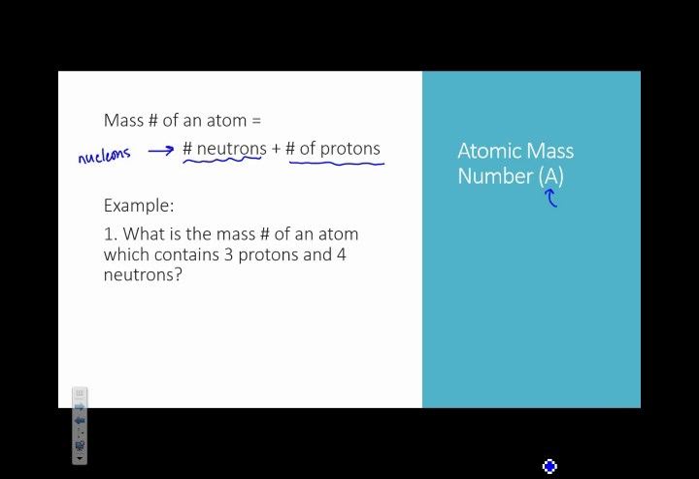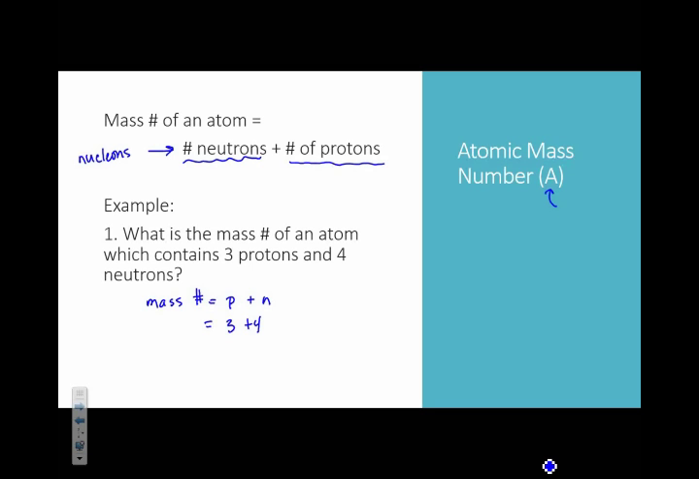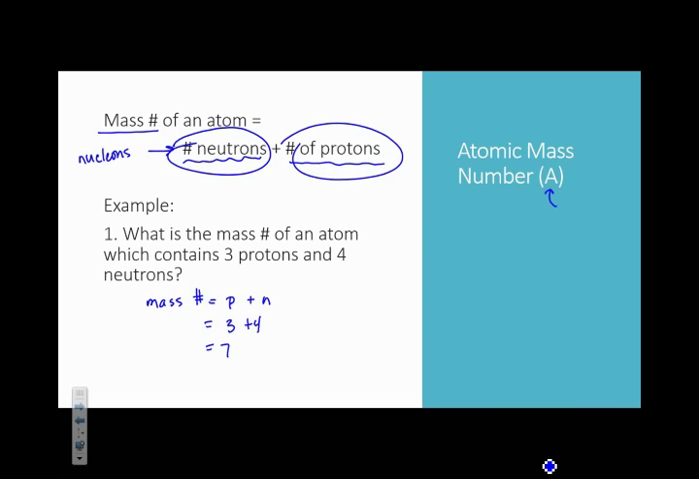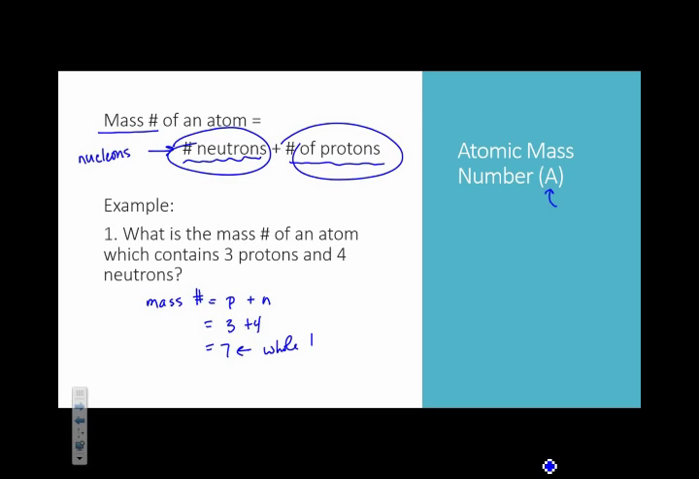Let's take a look at an example down here. What is the mass number of an atom which contains 3 protons and 4 neutrons? Well, mass number will equal my protons plus my neutrons, so this will be 3 plus 4, so the mass number equals 7. Because the mass number of an atom comes from the fact that we're counting neutrons and counting protons, the value that I come up with will always be a whole number, because I'll have a number of protons plus a number of neutrons.